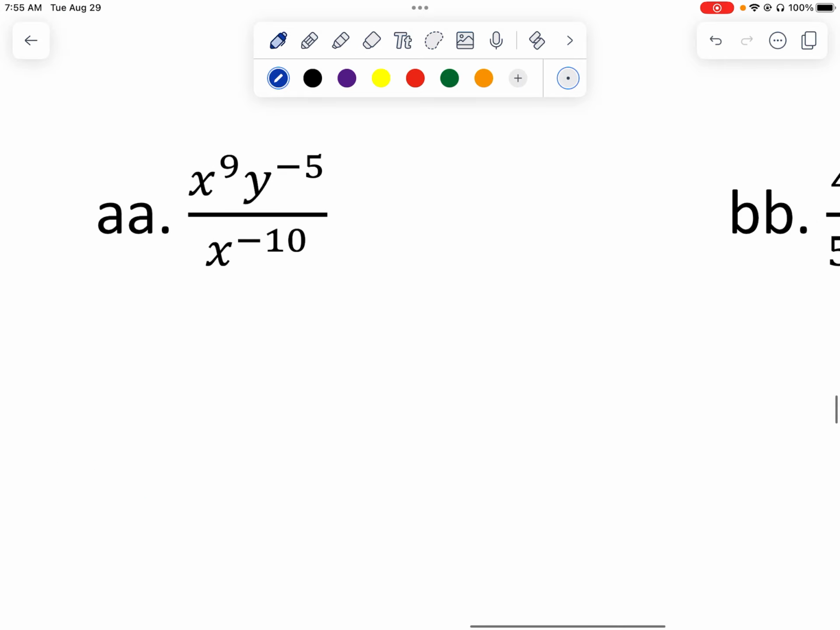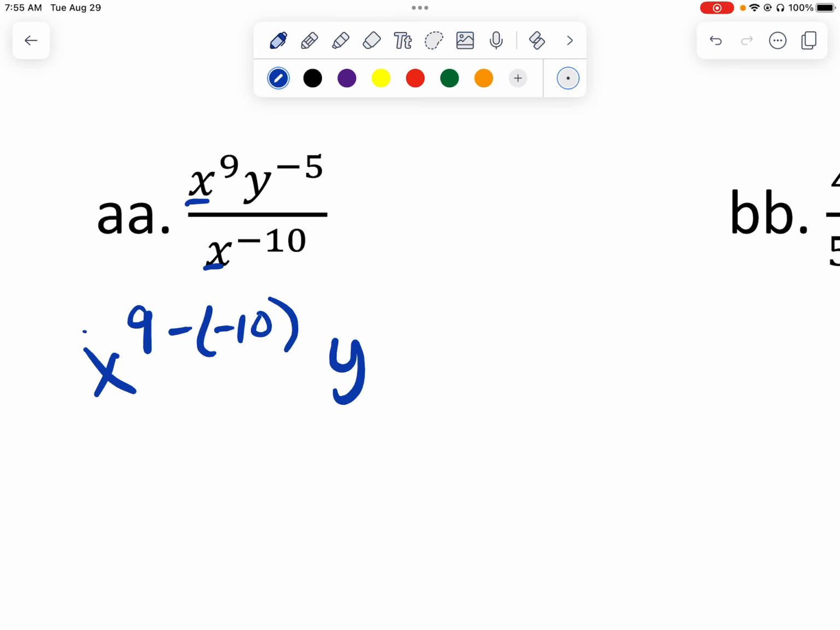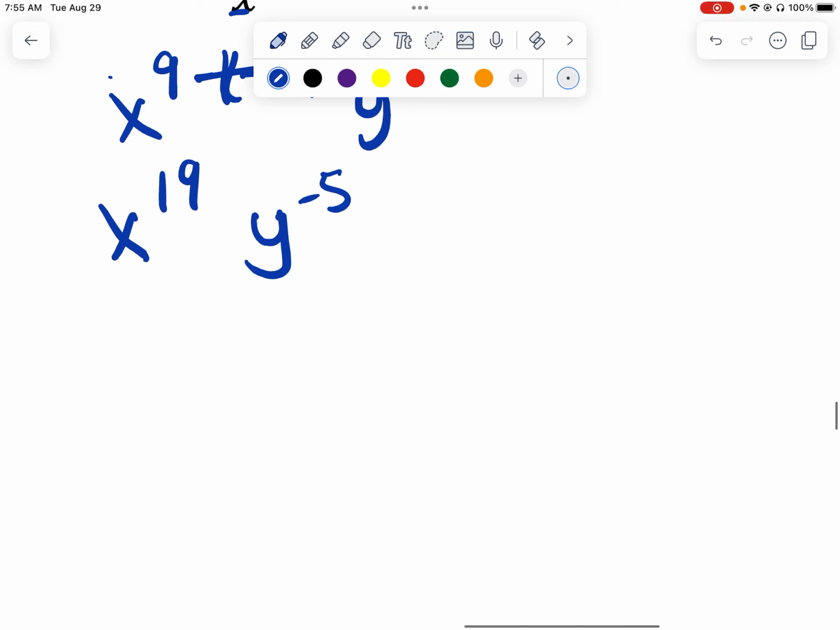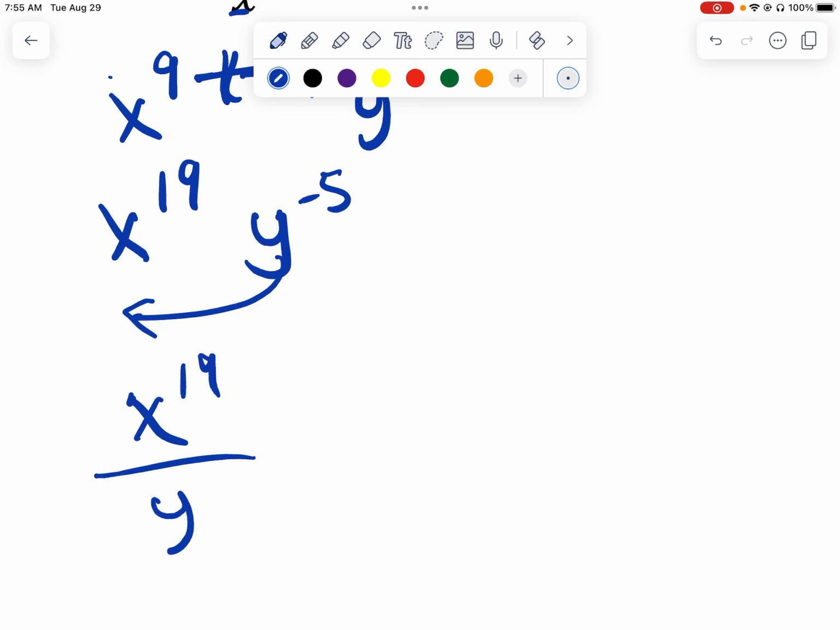Okay, on this one, bases are the same. So subtract my exponents. So that's going to turn to a plus sign. So x to the 19th, y to the negative 5. But I can't have that. This needs to move to the denominator. So I get x to the 19th over y to the 5th.